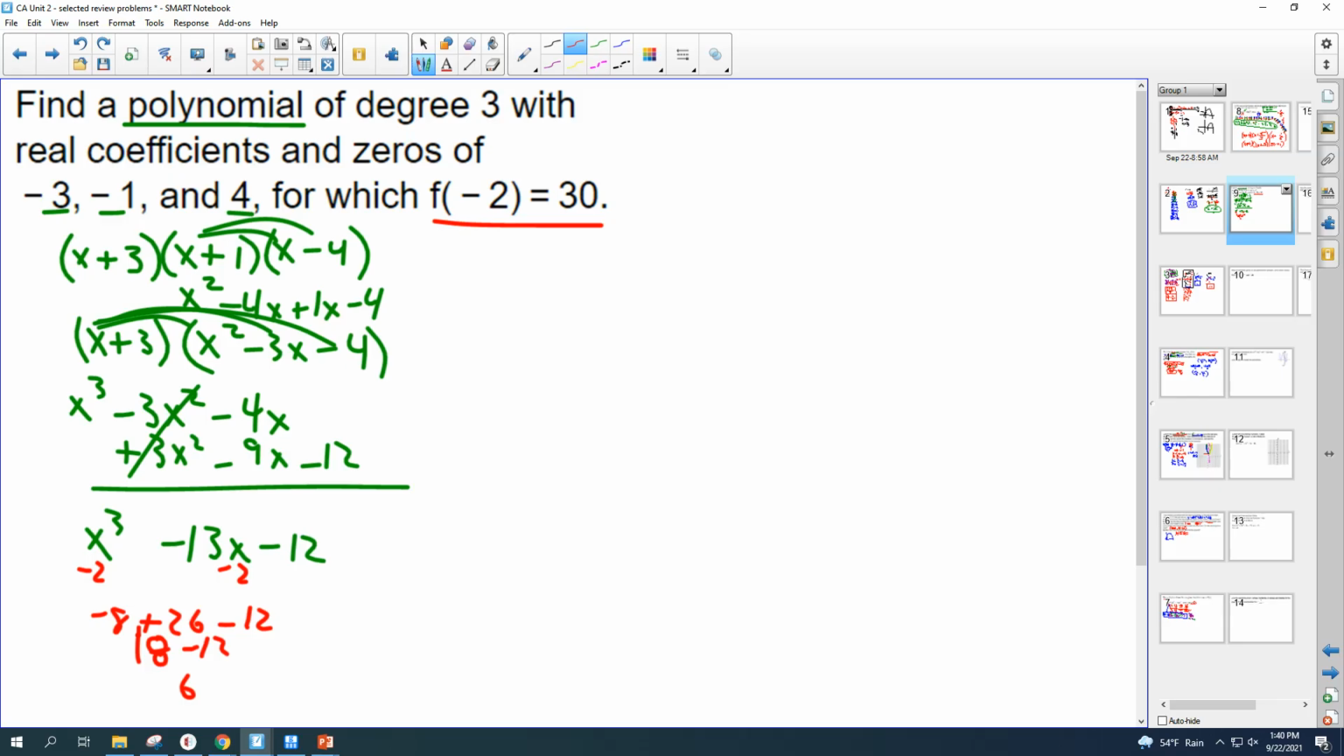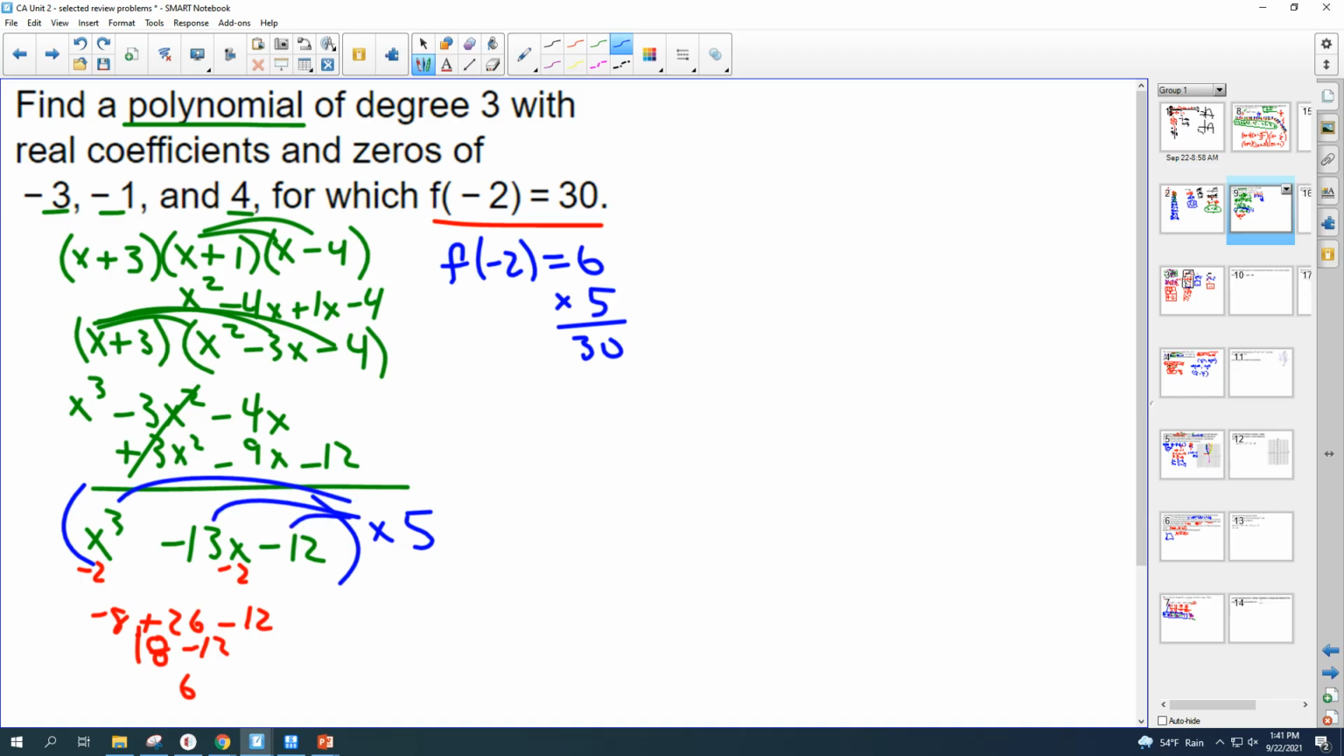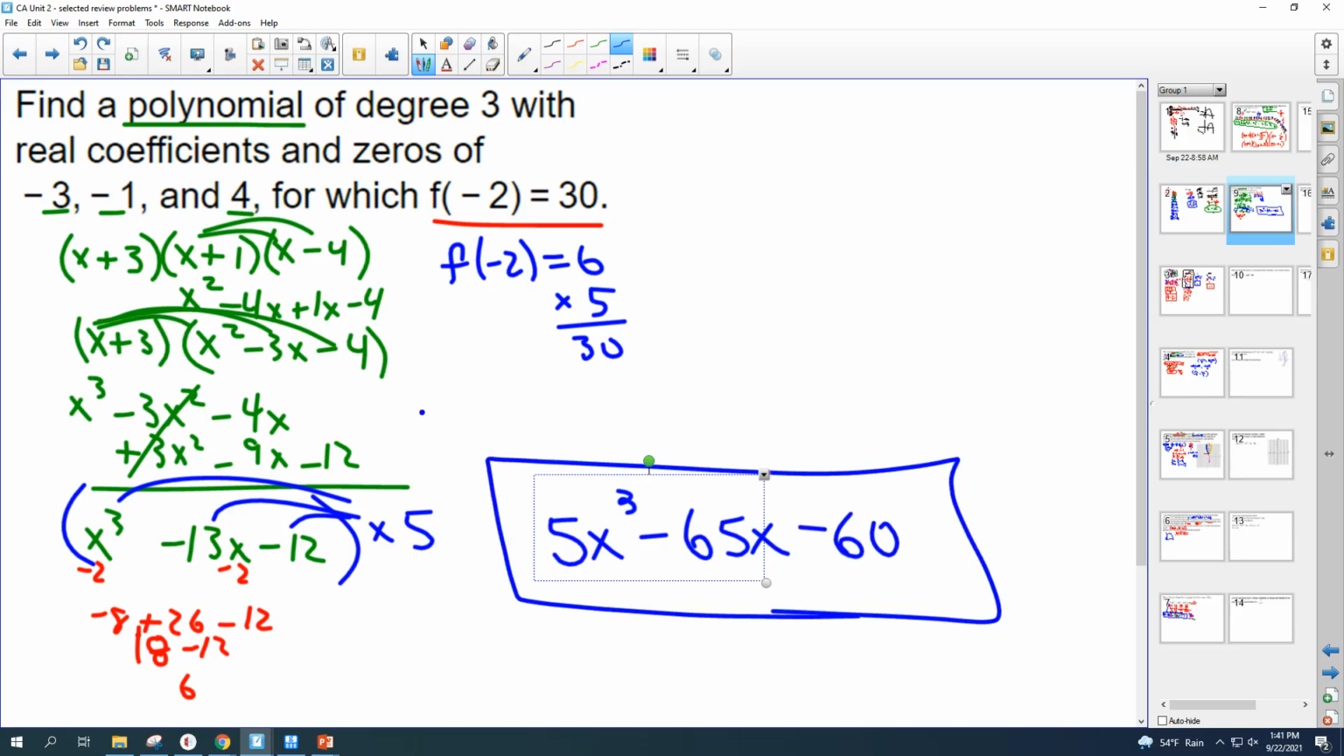So basically all we have to do is say, well, I'm off by a factor of 5. If I just multiply by 5, I'll get to that 30 that I need. So f of negative 2 equals 6, I'm going to multiply by 5 and get 30. So I take this polynomial and multiply it by 5. That's going to give me 5x cubed minus 65x minus 60. There's my polynomial. Polynomial with degree 3, and if you plug in negative 2, you're going to get 30.